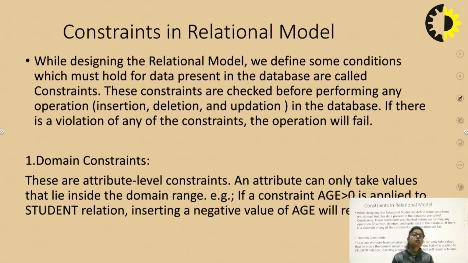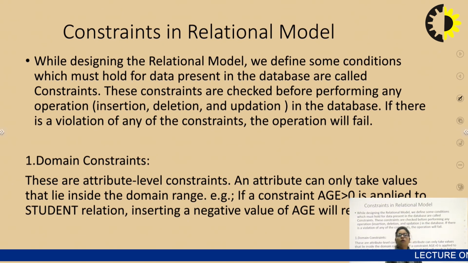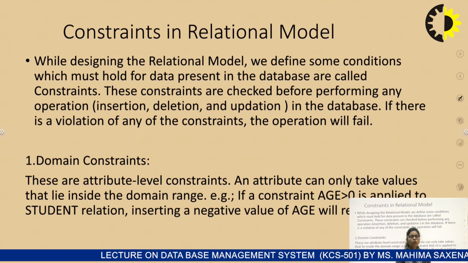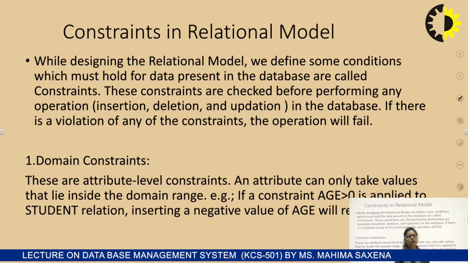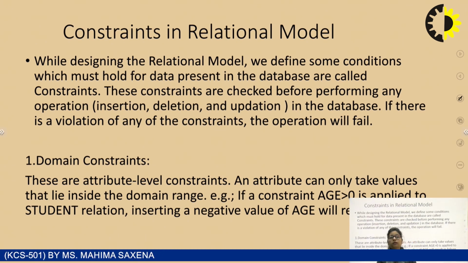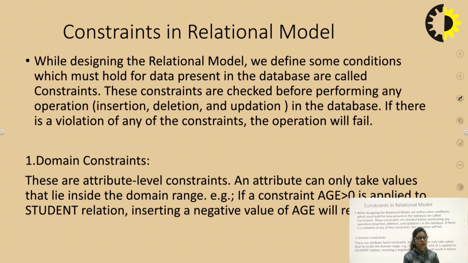Next one is constraints in the relational model. When designing the relational model, we define some conditions which must hold for data present in the database, and these are called constraints. These constraints are checked before performing any operation like insertion, deletion, updation, anything in the database. If there is a violation of any of the constraints, the operation will fail.